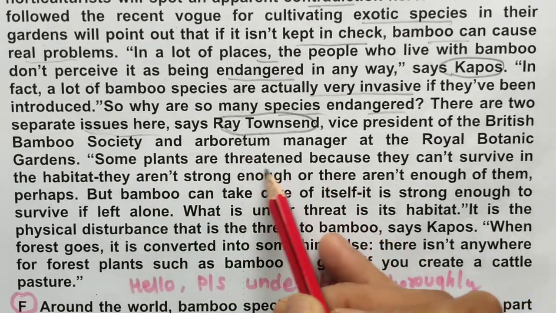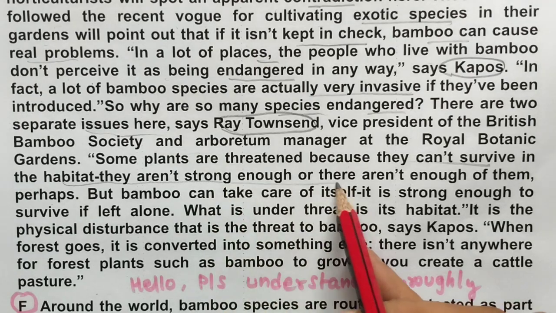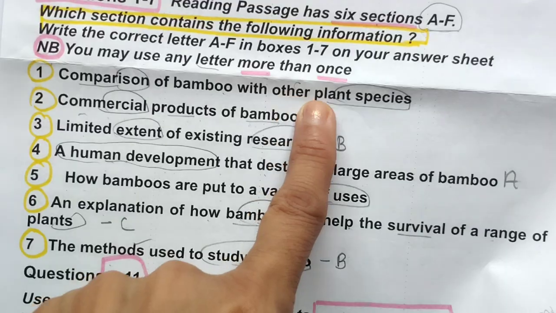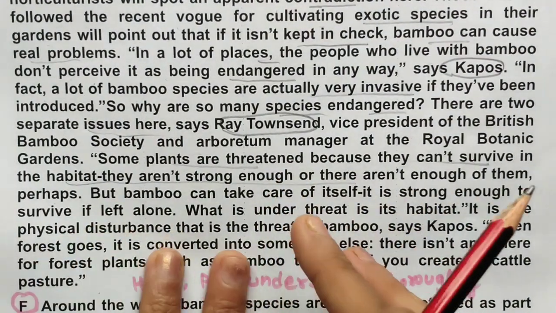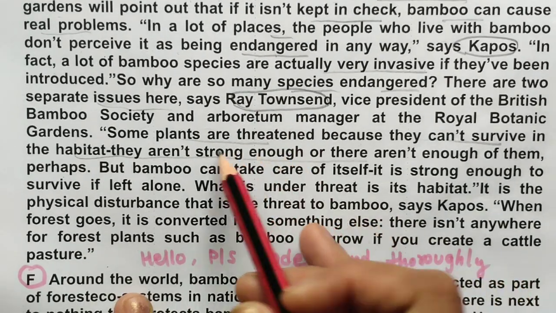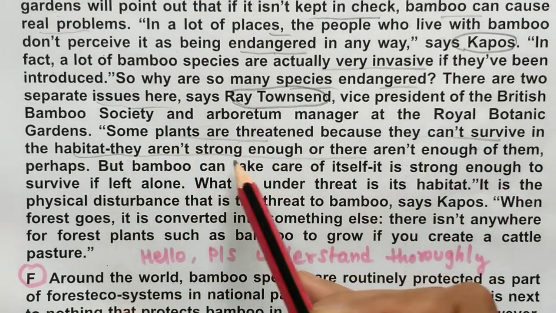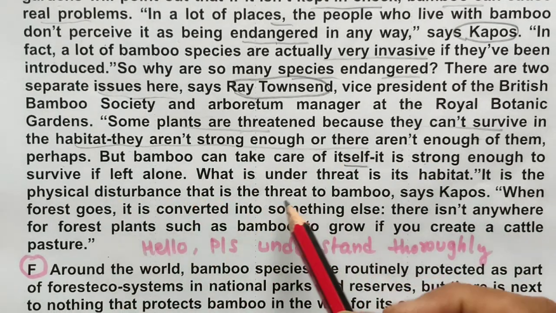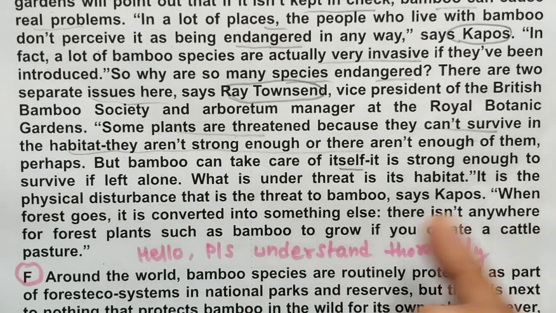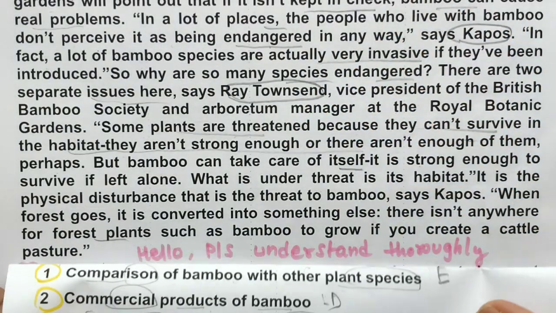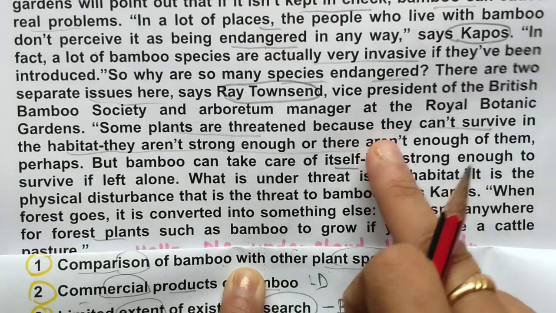Some plants are threatened because they can't survive in their habitat. I think they are talking about a comparison of bamboo with other plant species, because they are talking about when bamboo can be dangerous for other species. Bamboo can take care of itself. It is strong enough to survive if left. So forest plants such as these grow if you create the conditions. Okay, so I will mark it E paragraph. See this, you can read it. I have marked this, you can read this paragraph.